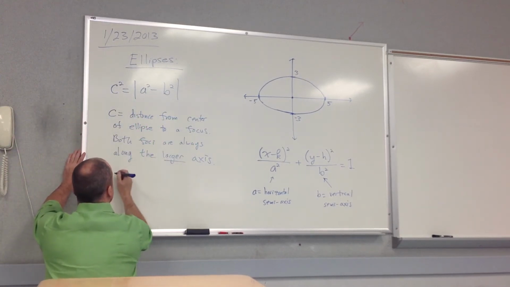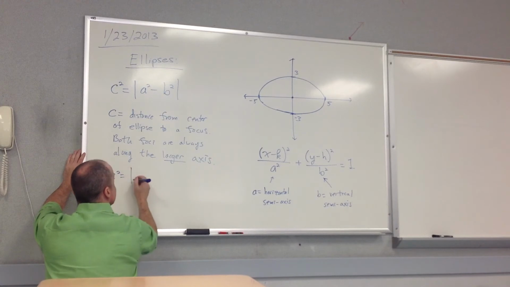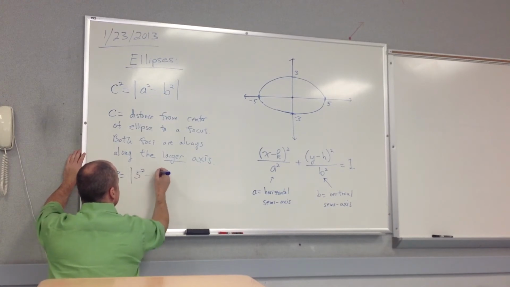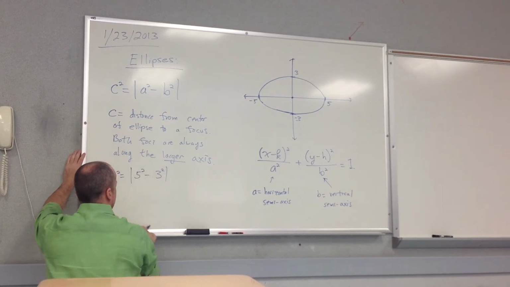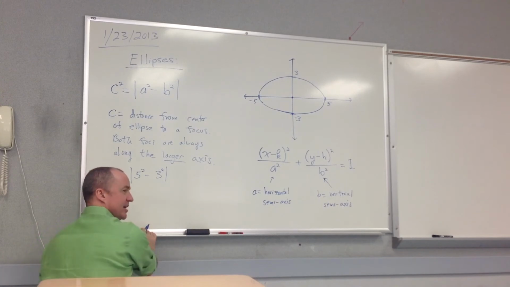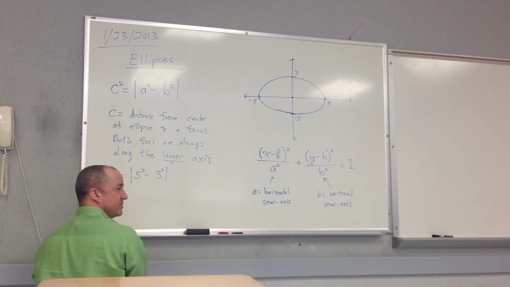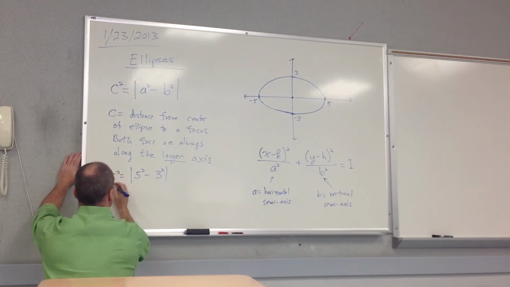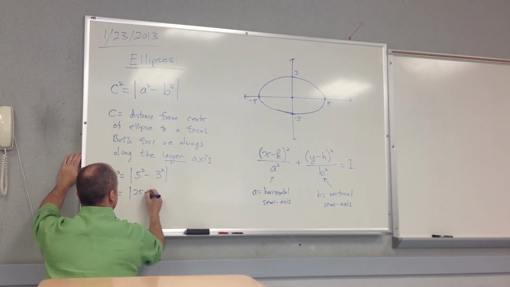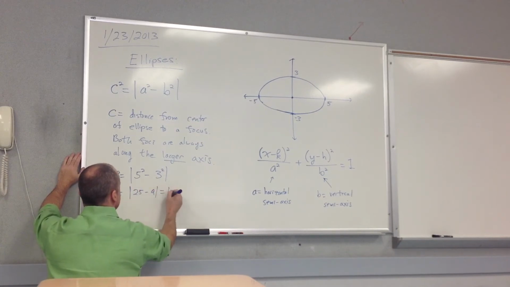So in this particular case, c squared is the absolute value of 5 squared minus 3 squared. Anyone know a hint for knowing what number c is going to be? Nope, not yet? Okay, we'll see where this goes. What's 5 squared? 25. 3 squared? 9. 16. So what's c?